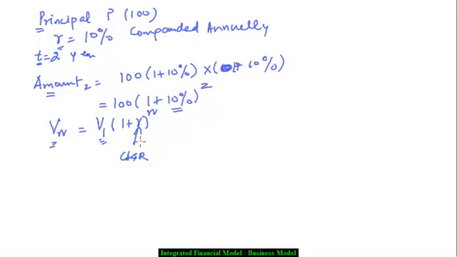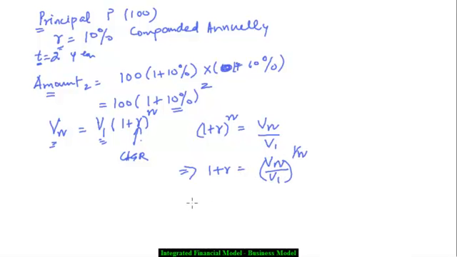So from here, if I want to get r, what would that be? I can say that 1 plus r raised to the power n is equal to the value after n years divided by the value in the first year. So this implies that 1 plus CAGR is equal to the value in the nth year divided by the value in the first year, raised to the power 1 by n. So the CAGR, the compounded annual growth rate, is basically Vn divided by V1 raised to the power 1 by n, minus 1.